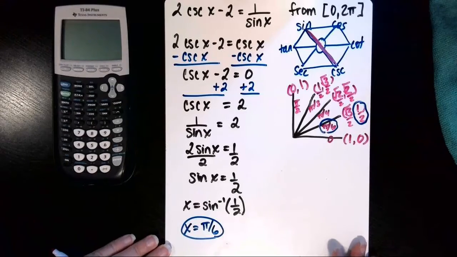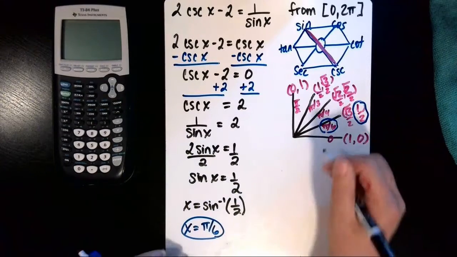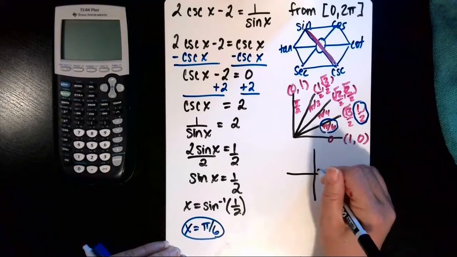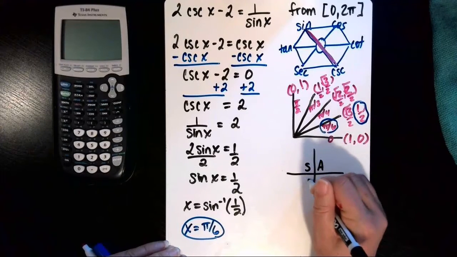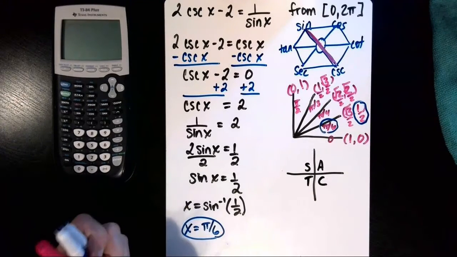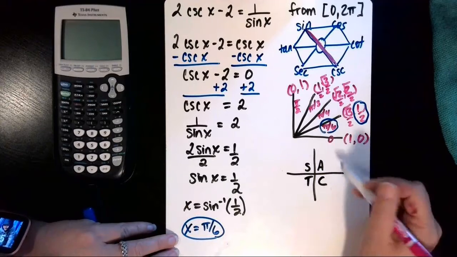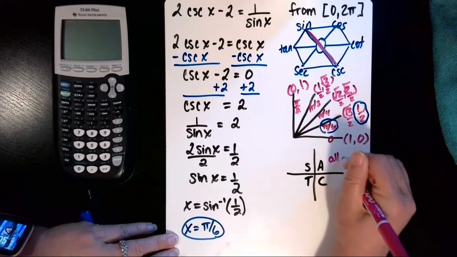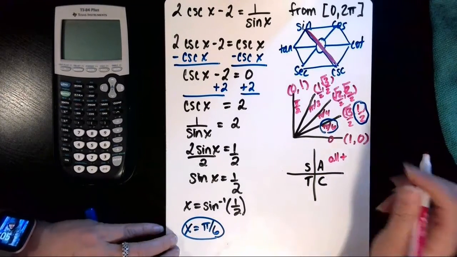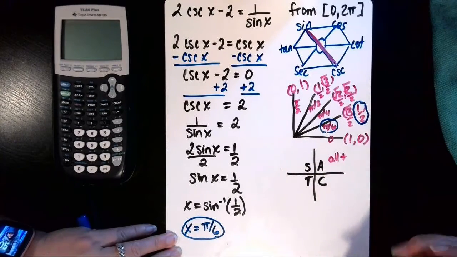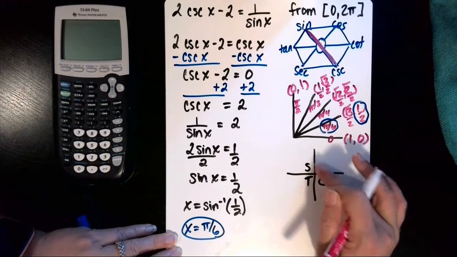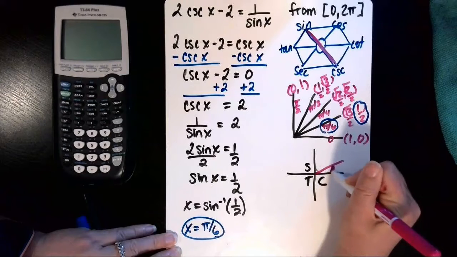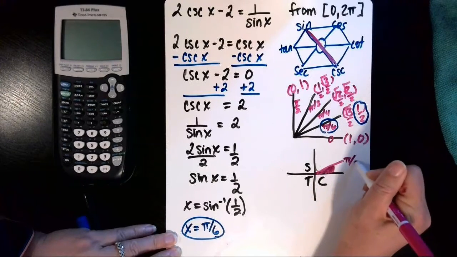Okay, now if you recall the acronym for remembering the quadrants, all students take calculus. That helps me remember where things are positive, because I know the A stands for all positive in quadrant 1, and that's where I found my first solution. So I know that that first solution from quadrant 1 is right here at pi over 6.